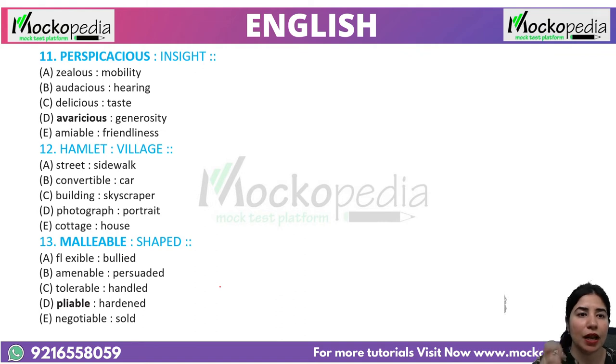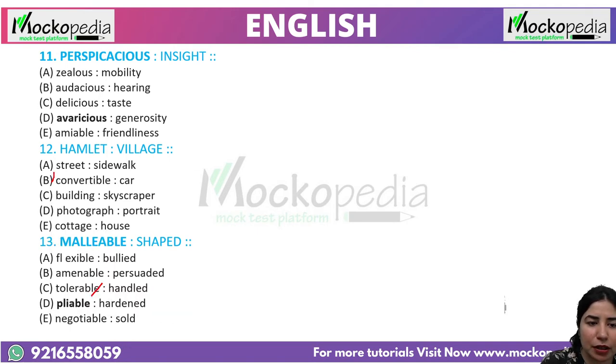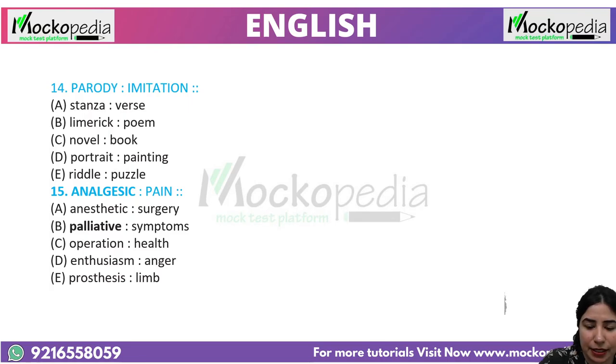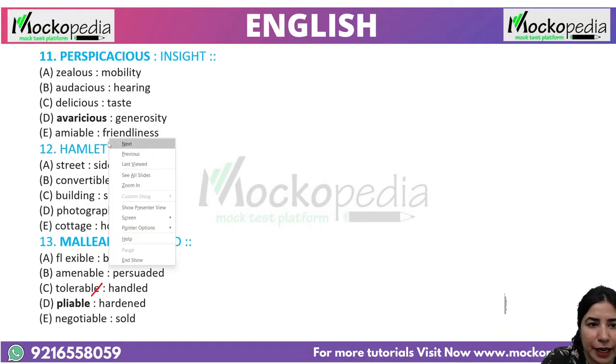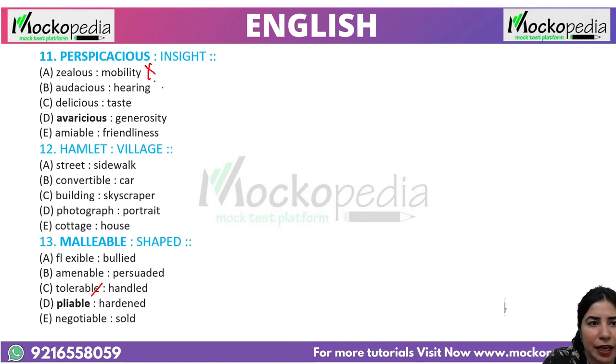So let's see. Perspicacious matlab a person who has got great insight. Theek hai, to characteristic trait hai ki there's a lot of insight, vision bahut acha hai, thought process acha hai. So that's the relationship. Ab dekhiye, zealous is a lot of enthusiasm, but mobility is movement, so match nahi karega. Audacious, brave hona hai, hearing sunna hota hai, so that also cannot be the pair that is exhibiting the similar relationship, right? So what we can do is we can eliminate A and B.